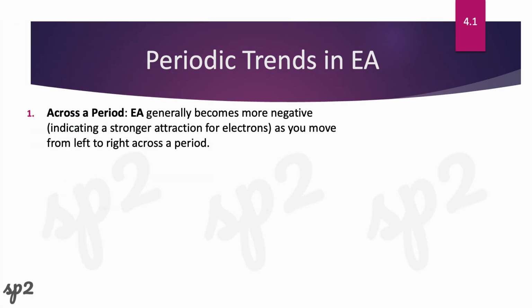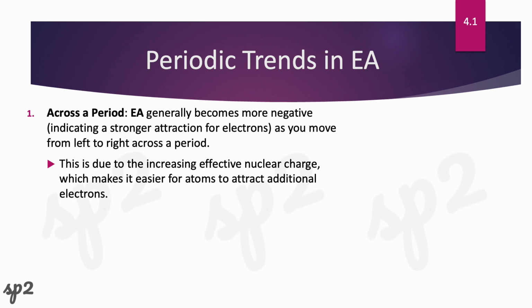Now we're going to look at the periodic trends in electron affinity. If you are moving across a period, EA generally becomes more negative, which is indicative of a stronger attraction to gain electrons. This is what we see as we move from left to right. The main reason is a stronger effective nuclear charge, which makes it easier for the atoms to attract additional electrons. So this is what we call high electron affinity, where we expect a negative value.